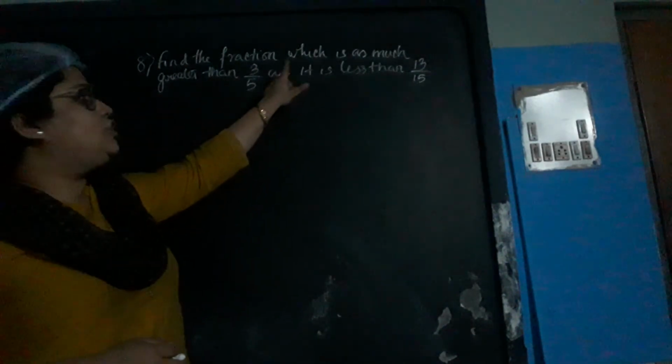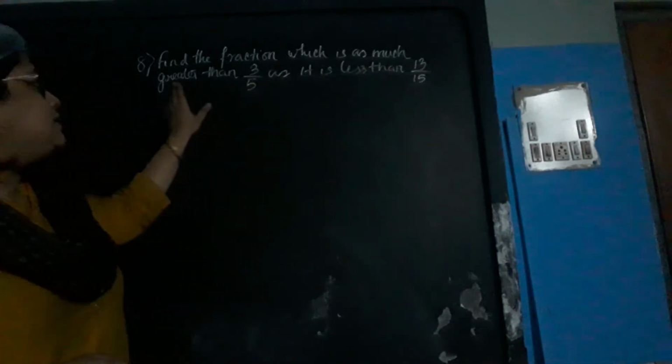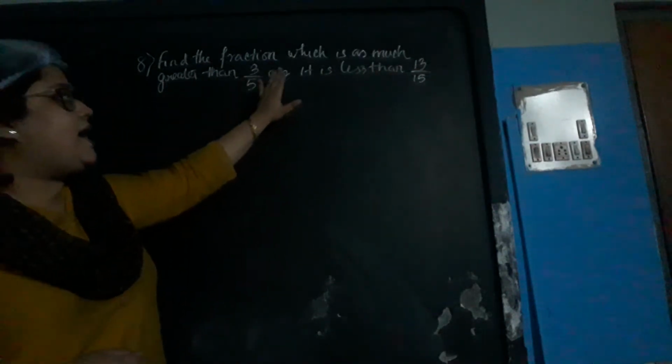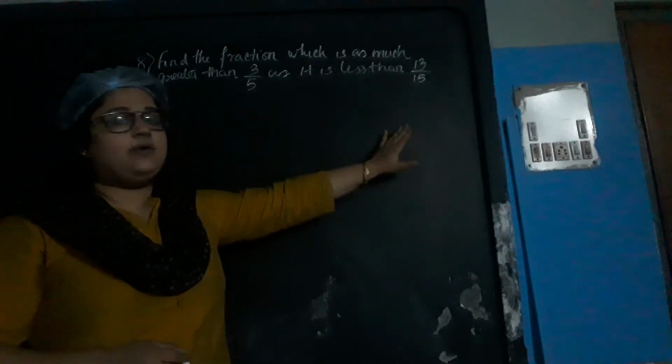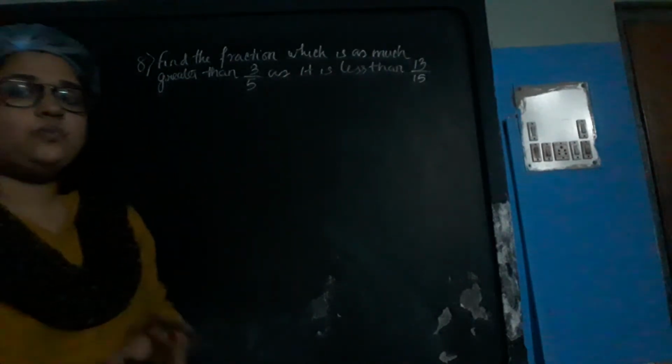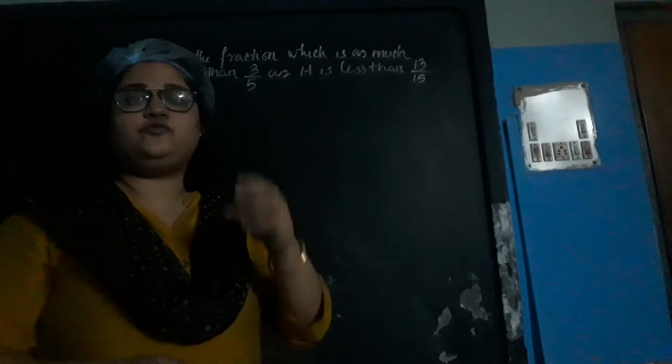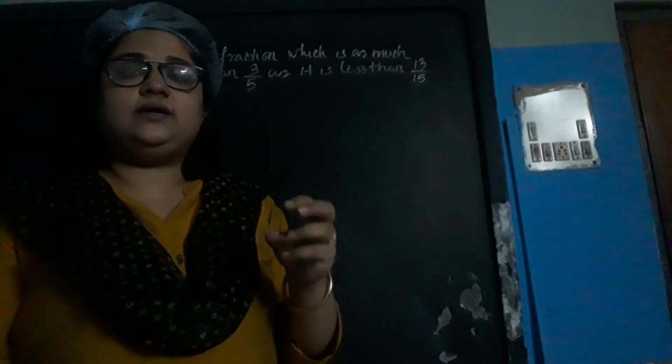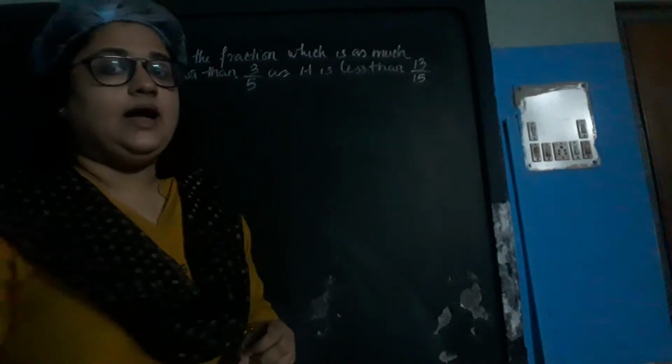Find the fraction which is as much greater than 3 by 5 as it is less than 13 by 15. So what is the question? The question is, we have to find a fractional number having a numerator and a denominator, and what is the relation given? It is as much greater than 3 by 5. So 3 by 5 is a fraction. The required fraction is greater than 3 by 5. That means we have to add something. Now let x be added.